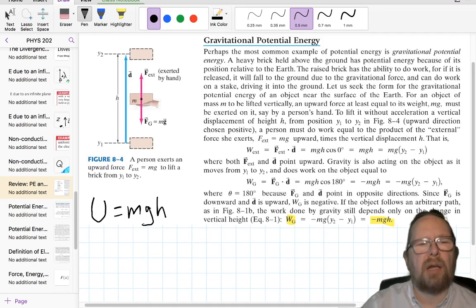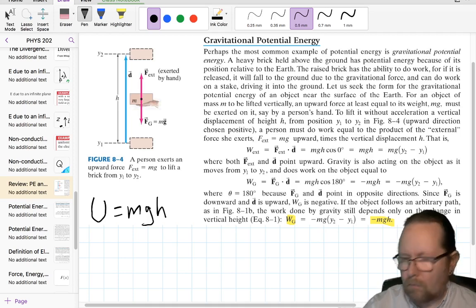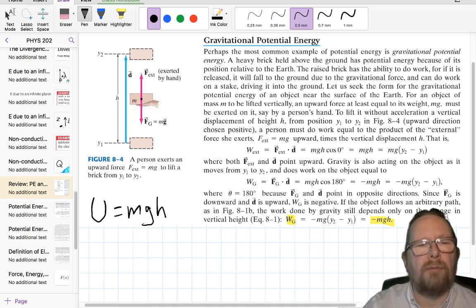So as I take an object and lift it up in the air, I increase its potential energy. Since the force that gravity exerts on something is equal to mg, when you lift something, the force you exert on it has to be equal to mg to lift it at a constant velocity. The higher you lift it, the more potential energy it has. This is the force you exert, and this is the distance over which you exert that force.